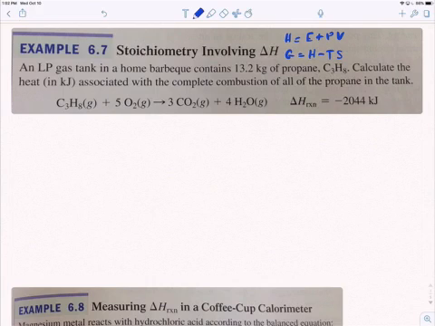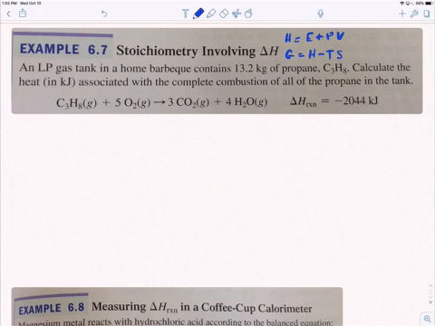So a liquid propane gas tank and a home barbecue, this is making me hungry, contains 13.2 kilograms of propane. Calculate the heat in joules associated with the complete combustion of the propane in the tank by this equation here that has 2044 kilojoules of heat.